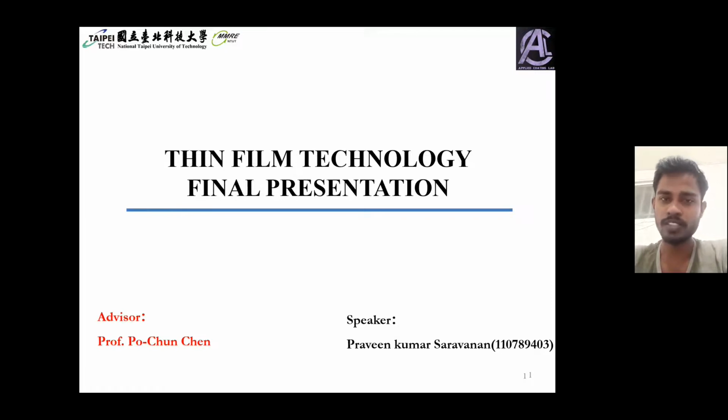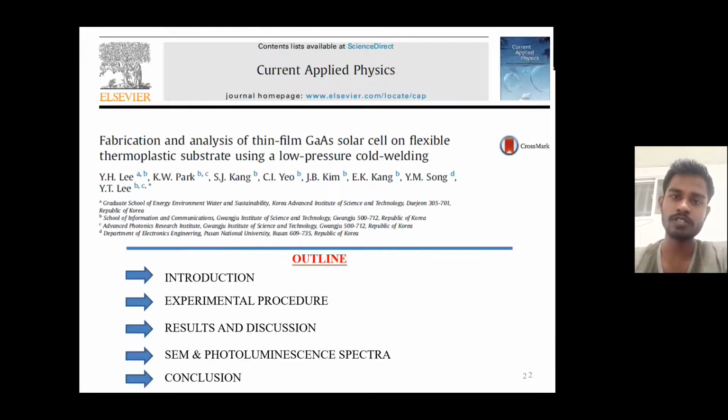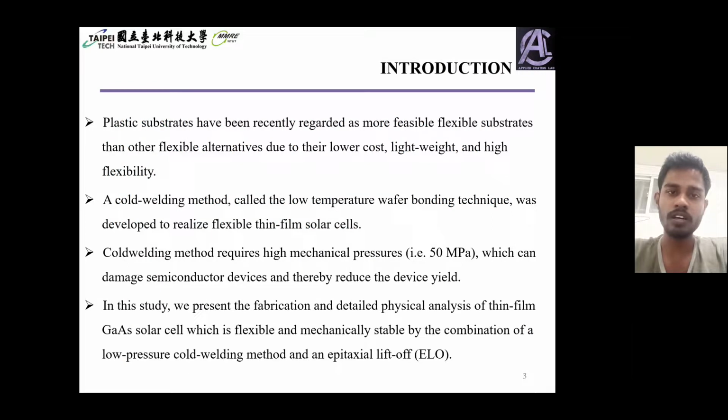Today I'm going to give a final presentation for the thin film technology paper which I have taken. The topic is fabrication and analysis of thin film gallium arsenide solar cell on flexible thermoplastic substrate using low pressure cold welding. These are my outline: introduction, experimental procedure, results and discussion, SEM and photoluminescence spectra, and finally conclusion.